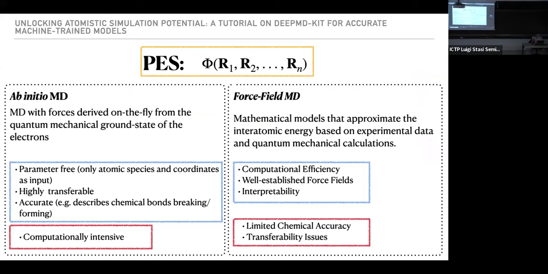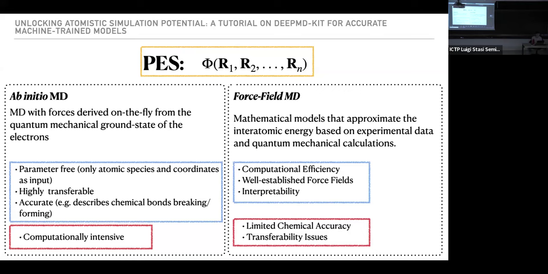In the last decades, there have been basically two big approaches to computing this potential energy surface. First, there is the ab initio approach, where the potential energy surface is computed from first principles. So basically, you solve the electronic Schrödinger equation, and the forces acting on the atoms are computed on the fly from the quantum mechanical ground state of the system. This approach has the advantage of being almost parameter free, so we just need the atomic species and the atomic coordinates as input.